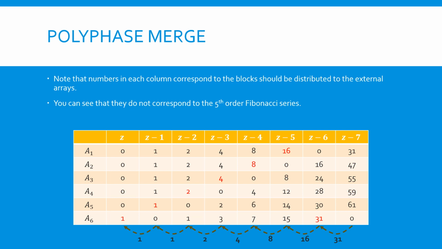If you look at the numbers below the dashed arrows at the bottom of the table, they correspond to the 5th order Fibonacci series. These numbers are the numbers of data blocks consumed from each input array at the corresponding merge phases. However, if you look at the numbers of data blocks stored in arrays, not all of them correspond to the 5th order Fibonacci series.